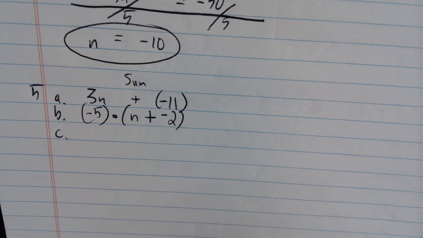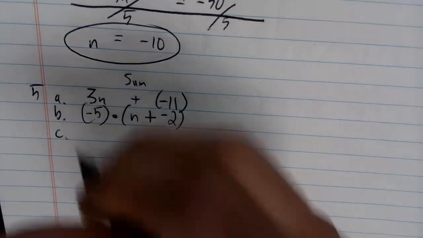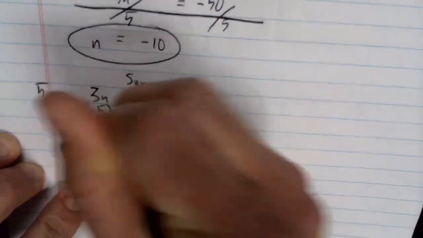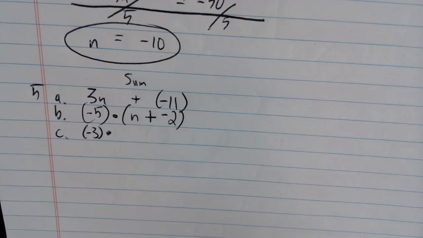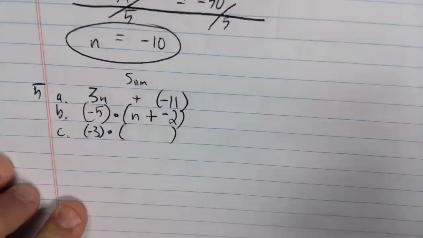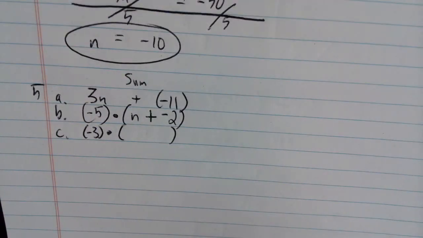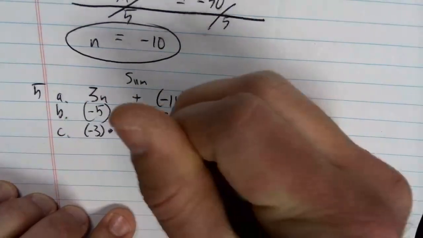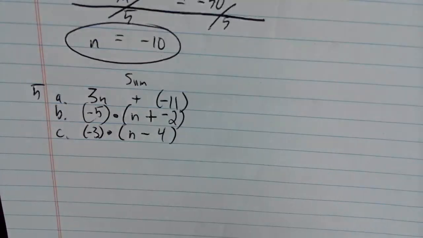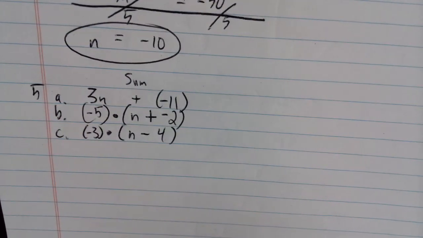Last one. The product of the opposite of 3. Okay, the opposite of 3, there it is. It said the product, so I'm going to multiply. The product of the opposite of 3 and the difference. So the product of a number and a difference. I've got to put another parentheses there because it wants me to calculate the difference, then multiply. A number and 4. N minus 4.